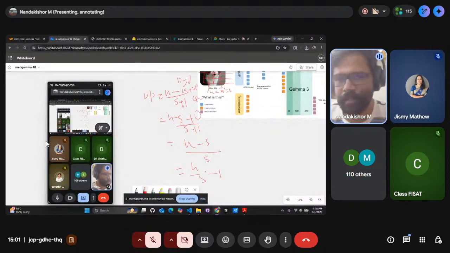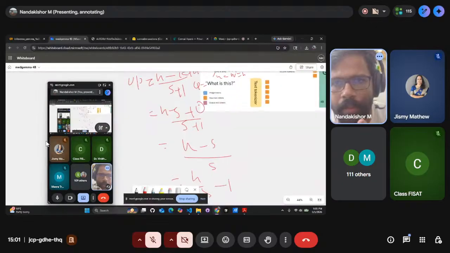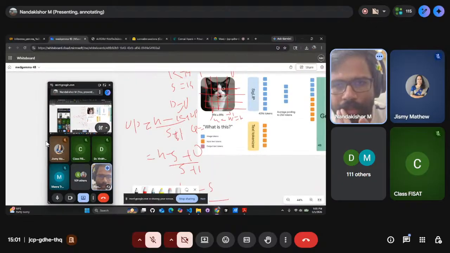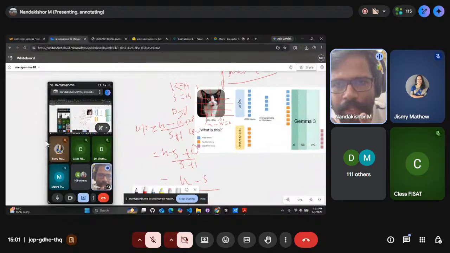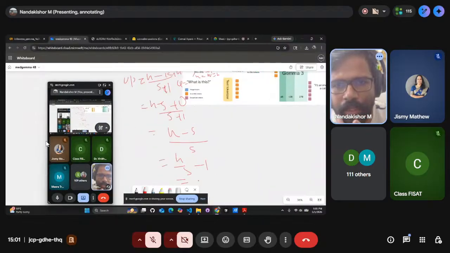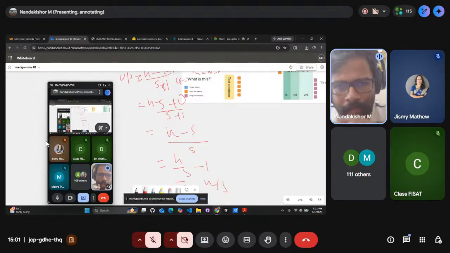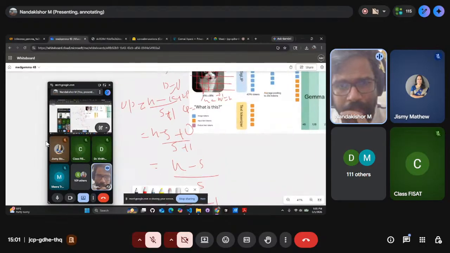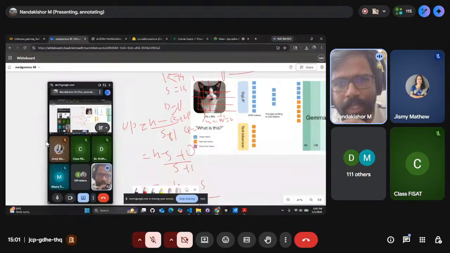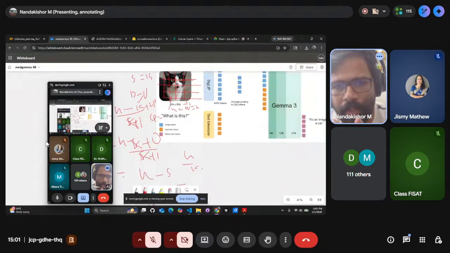Usually we don't consider this plus 1 term. You can consider it, but usually we just call this H by S. Since K and S are equal, we can put either K or S, so the equation becomes H by K minus 1, right?